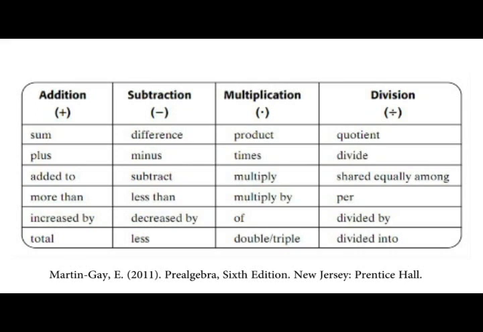Well, you'll notice in the addition, a few keywords that are showing up there are sum, plus, added to. In the subtraction, we want to look for difference, minus, subtract, less than. For multiplication, there's product, times, multiply, etc. And for division, you want to look for words such as quotient, divide, per.